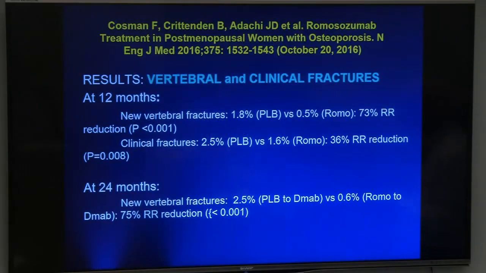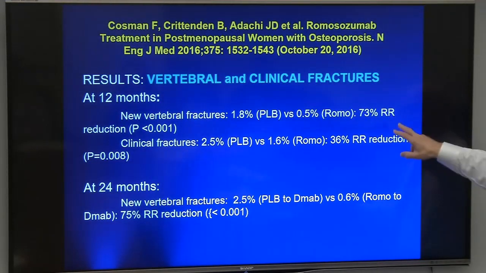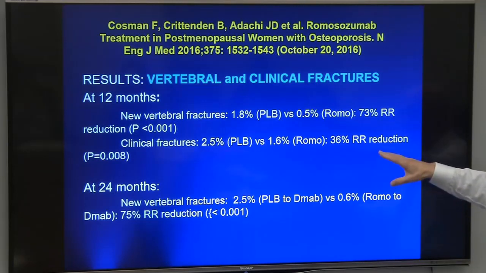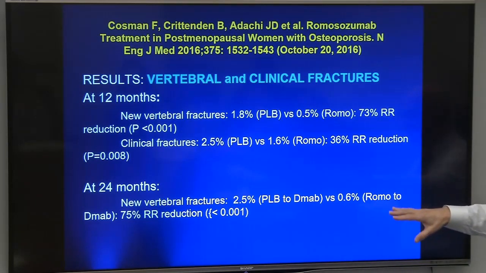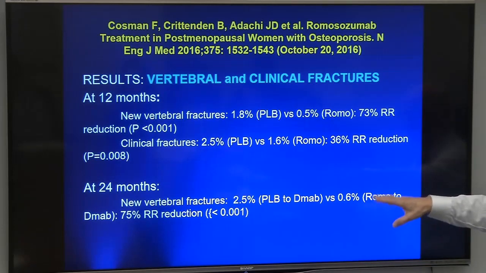Very unexpected. All right, at 12 months, new vertebral fractures, 1.8% placebo, 0.5% Romosozumab, a 73% reduction in relative risk. Clinical fractures, 2.5% versus 1.6%, again significant. And at 24 months, the data are new vertebral fractures, 2.5% versus 6.6%. Highly significant reductions in new vertebral fractures at 12 and 24 months, and clinical fractures.